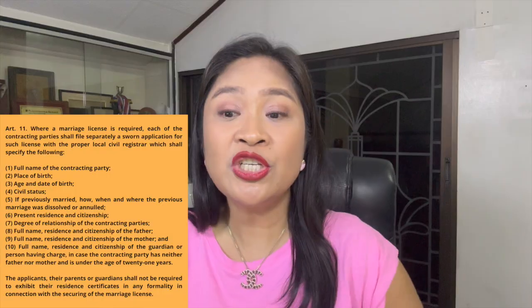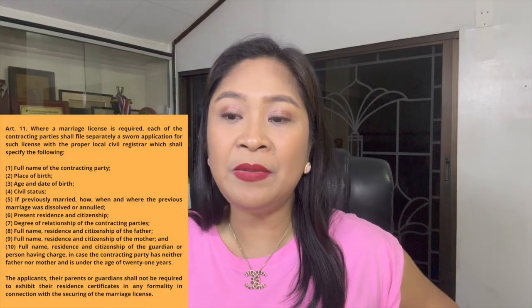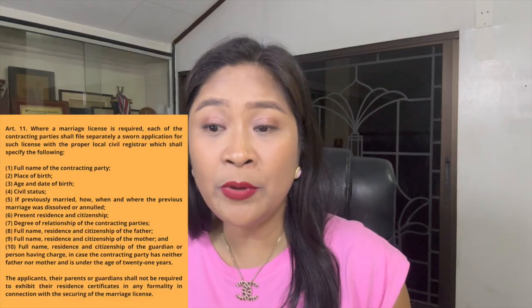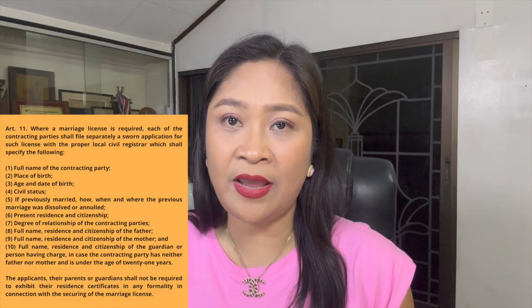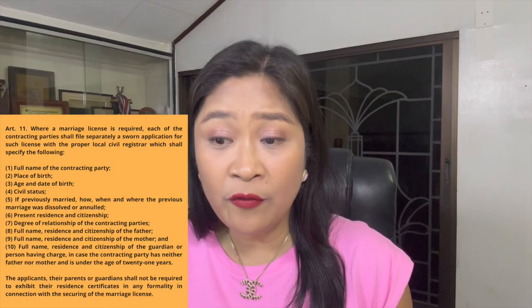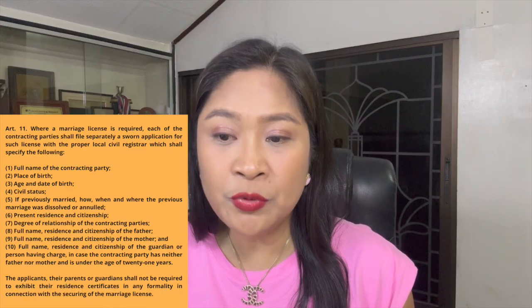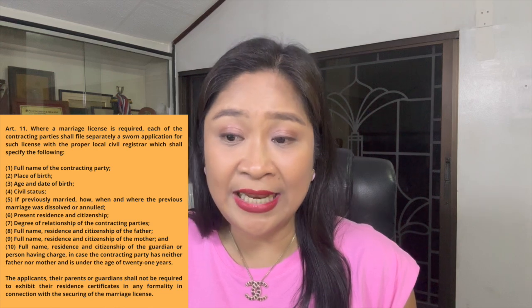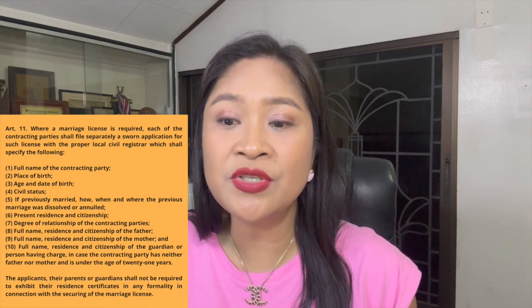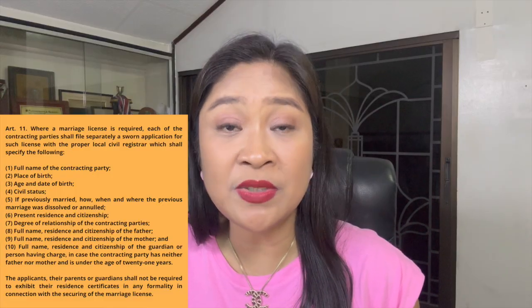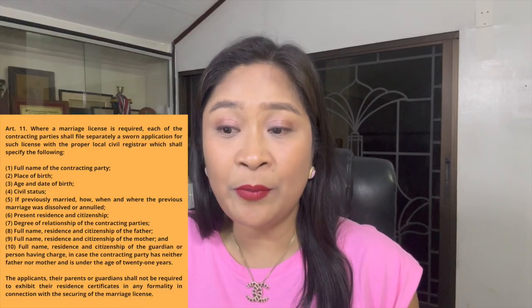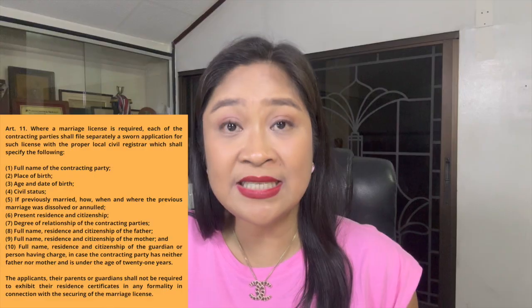Article 11 says, where a marriage license is required, each of the contracting parties shall file separately a sworn application for such license with the proper local civil registrar, which shall specify the following. Number 1, full name of the contracting party. 2, place of birth. 3, age and date of birth. 4, civil status. 5, if previously married, how, when, and where the previous marriage was dissolved or annulled. 6, present residence and citizenship. 7, degree of relationship of the contracting parties.